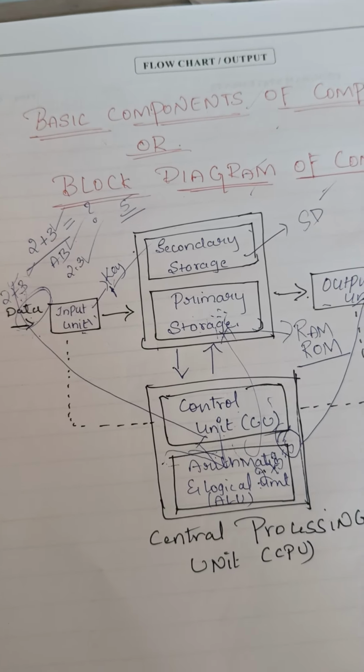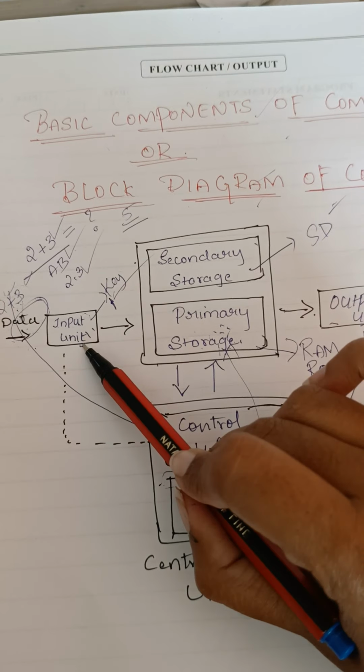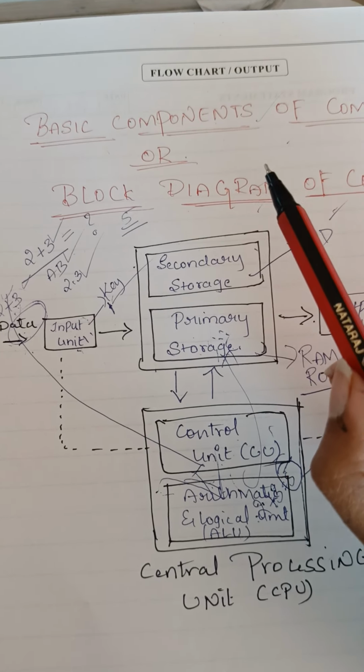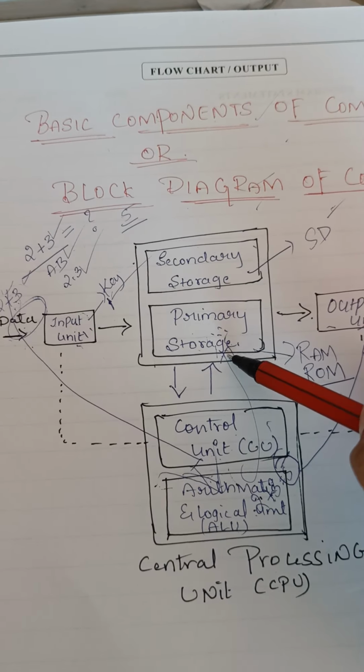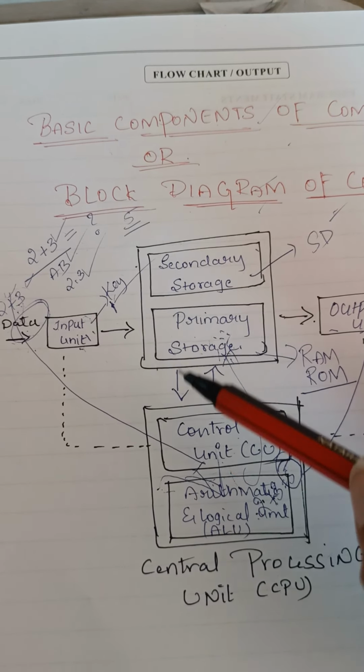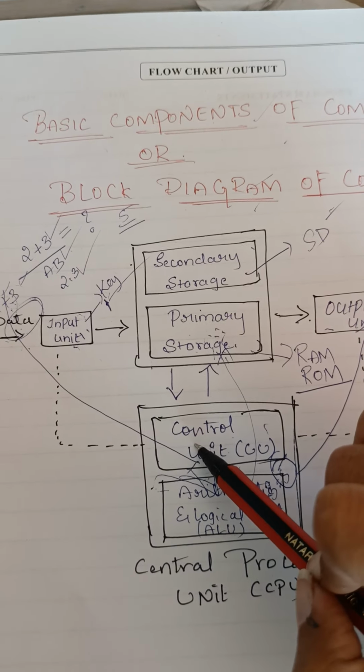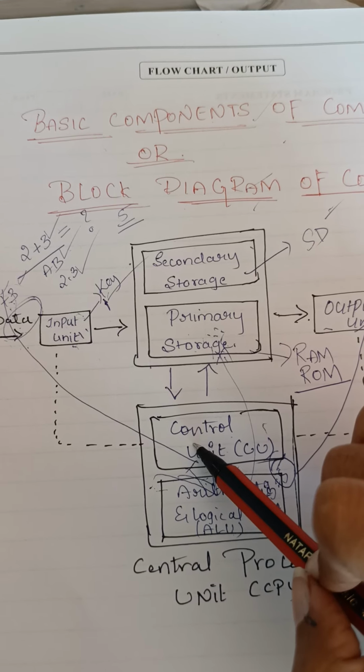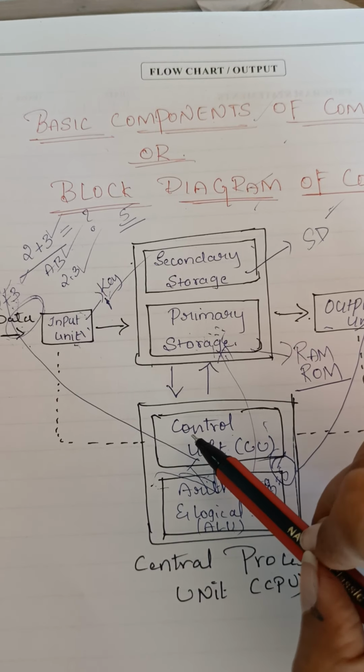So these are the two ways, students. First we give the input. That input chooses whether it goes to secondary storage or primary storage. It stores here. After that it comes to the control unit. If there are any characters like A, B, C, D, all of that should be processed here only.